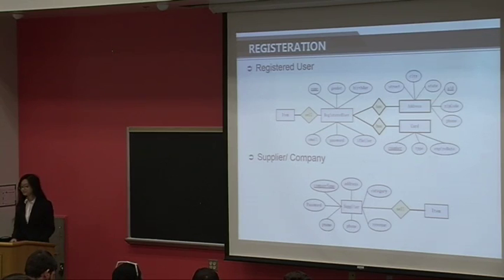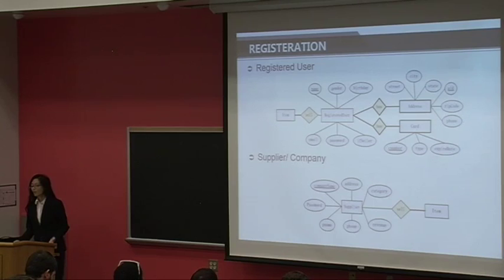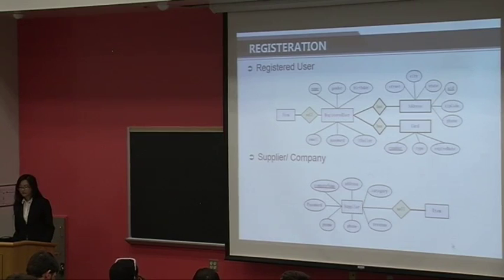For registered users, we add entities, address, and card to users, because if a user is removed, their information about the address and card can be removed, and one user can have multiple addresses and cards. And for companies, they only have some transactions.